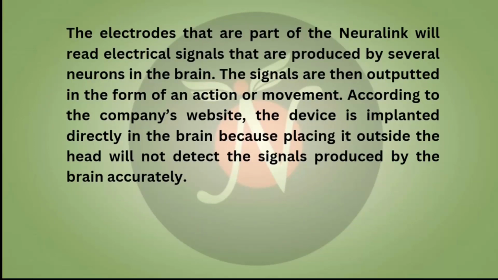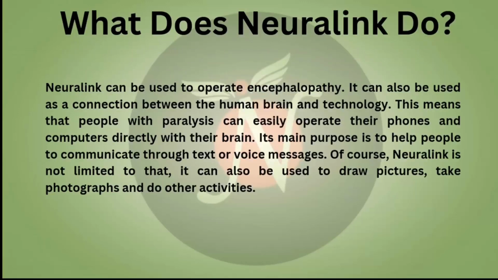The electrodes that are a part of the Neuralink will read these electrical signals that are produced by several neurons in the brain. The signals are then outputted in the form of an action or movement. According to the company's website, the device is implanted directly in the brain because placing it outside the head will not detect the signals produced by the brain accurately. So this is how Neuralink works. Moving further, we will discuss what Neuralink does.